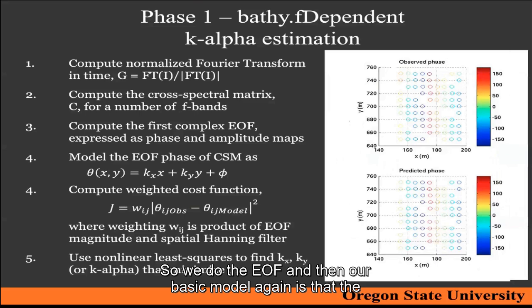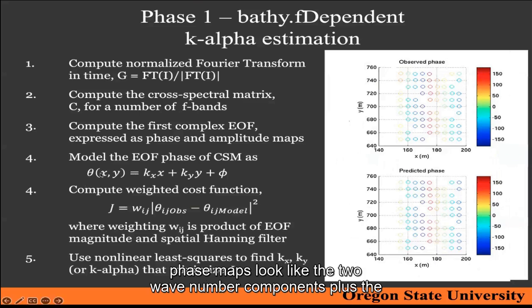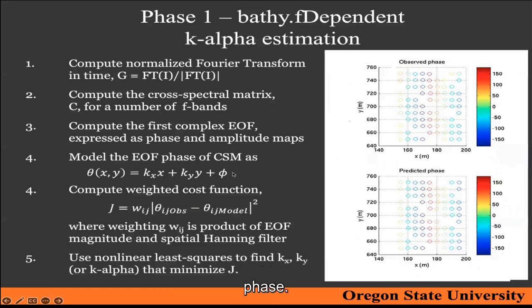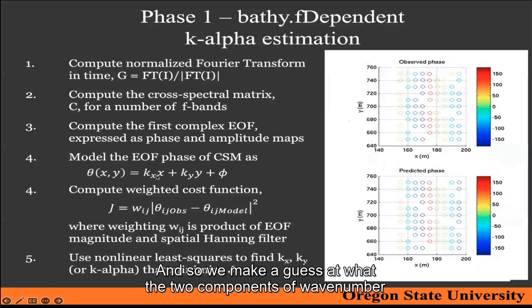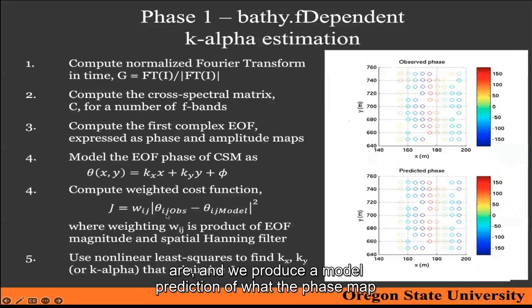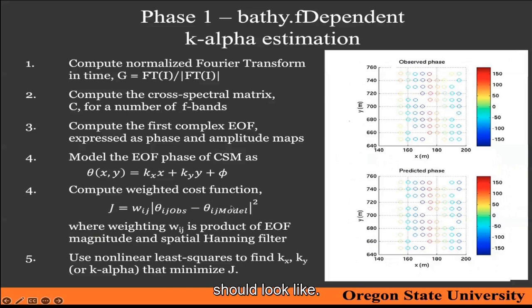So we do the EOF, and then our basic model again is that the phase maps look like the two wave number components plus a phase. And so we make a guess at what the two components of wave number are, and we produce a model prediction of what the phase map should look like.